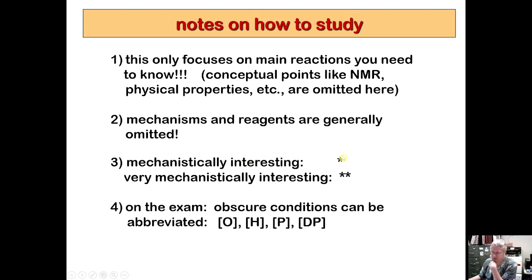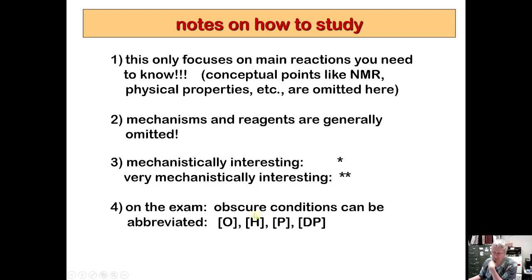Mechanistically interesting. If it's something that I think the mechanism is kind of cool, star. If it's very mechanistically interesting, that might be 2 stars or maybe even 3 stars. Those are the ones you might really want to practice a bit in anticipation for the final.